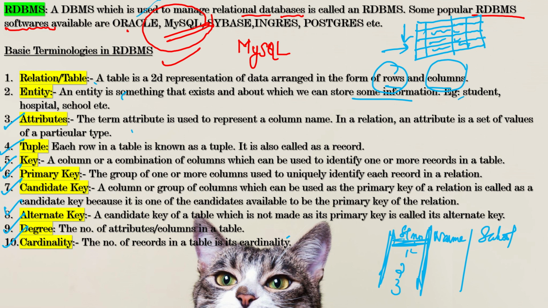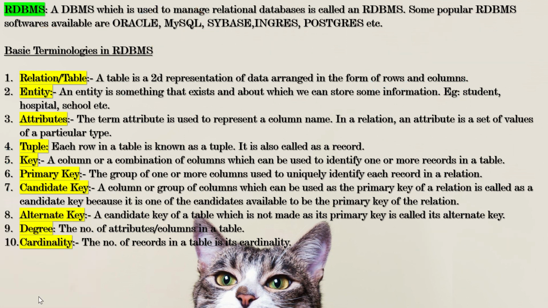So, the column name is represented using the term attribute, whereas when it comes to rows, each row in a table is known as a tuple. It is also called a record. So, tuple or record are the row names. Each row in a table is known as a tuple or a record. Each column is known as an attribute. Okay.